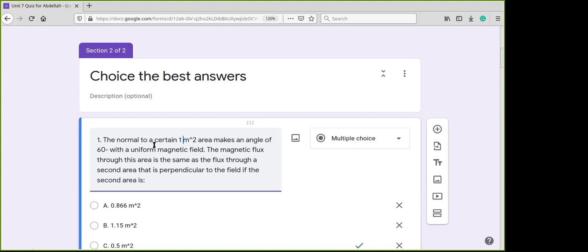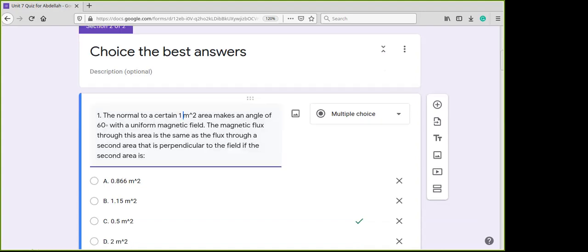The cos 60 is 1/2. Therefore, area 1, which is 1 meter square, times the magnetic field is the same, and we can cancel out both sides. So 1/2 is equal to A cos 0, and cos 0 is 1. So what is area 2? 1/2. Very good. 1/2 means 0.5 meter square. Therefore, the correct answer is option C.